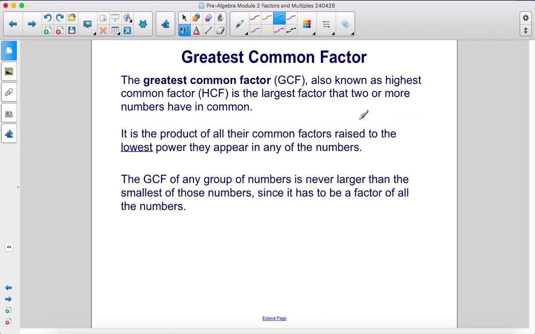The greatest common factor, GCF, also known as highest common factor, HCF, is the largest factor that two or more numbers have in common. It's the product of all their common factors raised to the lowest power they appear in any of the numbers. The GCF of any group of numbers is never larger than the smallest of those numbers, since it has to be a factor of all the numbers.